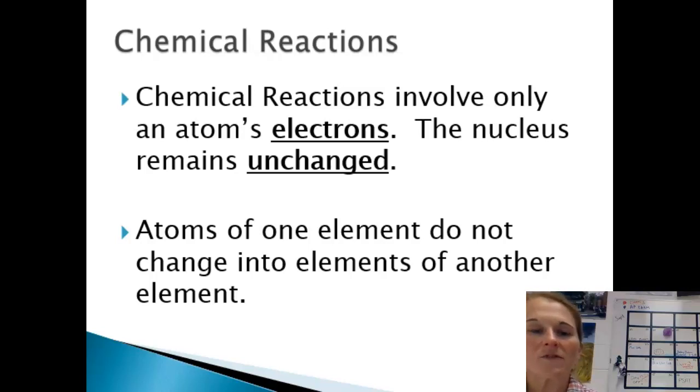Chemical reactions involve only an atom's electrons, meaning the chemistry that's outside of the nucleus. So when we have a chemical reaction, the nucleus doesn't change. We don't change what an atom actually looks like. So when we make carbon monoxide and we bond one carbon atom to one oxygen atom, their nuclei don't change. That carbon stays a carbon, that oxygen stays an oxygen.